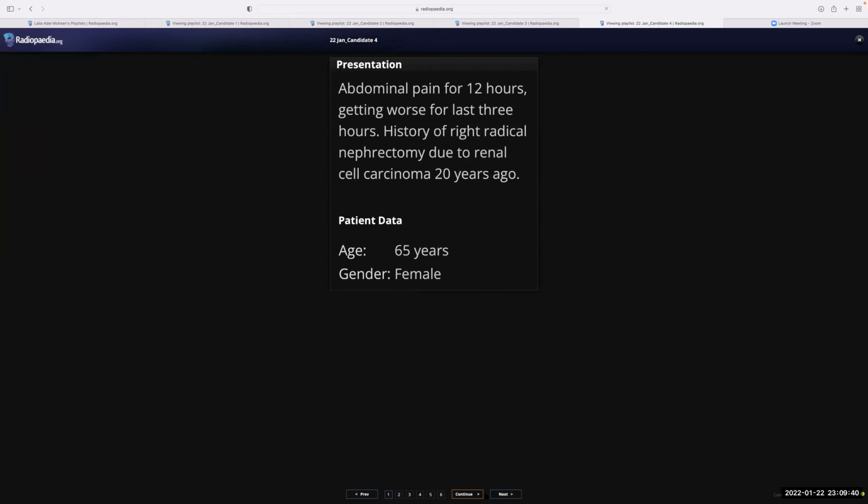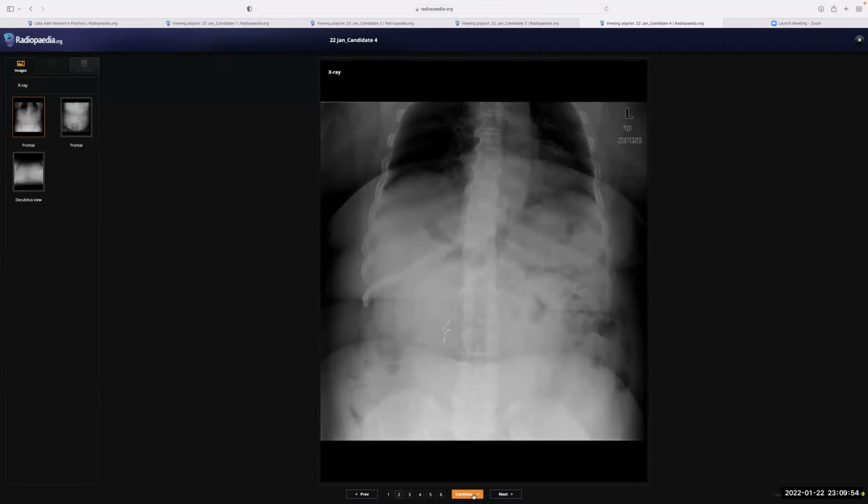This is a 65-year-old female who has presented with abdominal pain for 12 hours, which is getting worse for the last 3 hours, and history of right radical nephrectomy due to renal cell carcinoma 20 years ago. So this is a frontal X-ray of the abdomen of a 65-year-old woman. I can see the right nephrectomy clips. And since this patient is presenting with abdominal pain, I would like to look for the reason for that.